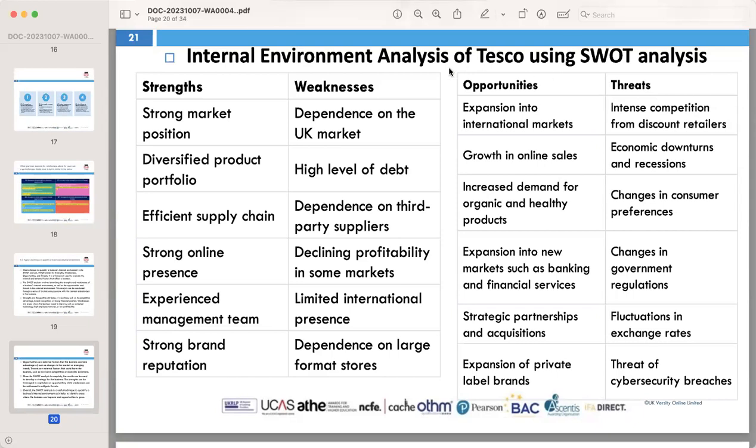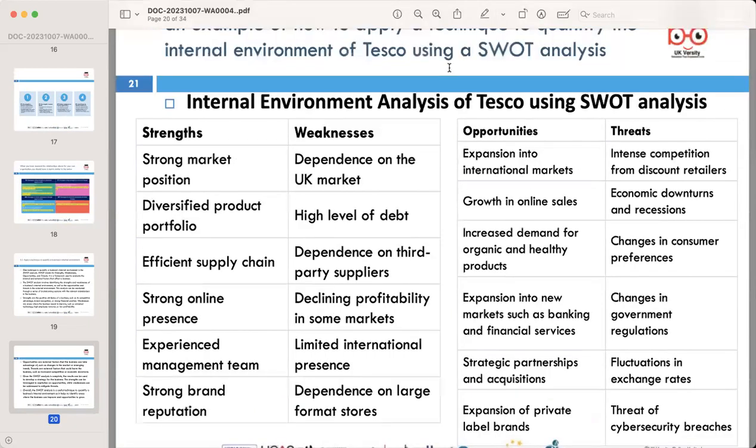So basically, this SWOT analysis helps Tesco identify its internal strengths and weaknesses, as well as external opportunities and threats to develop informed strategies. Okay. So these pages provide valuable insight into SWOT analysis and its practical applications in strategic planning, right?